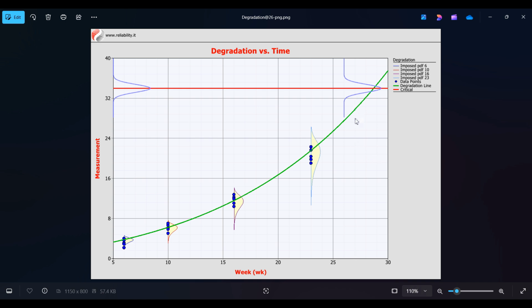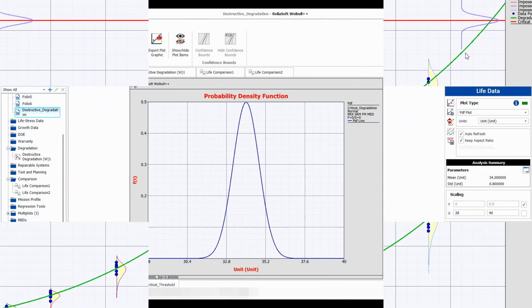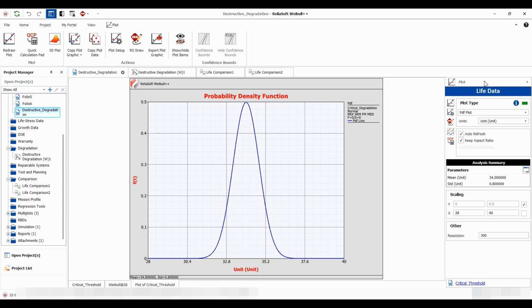So in other words, we'll be looking at the overlapping between this normal distribution and the projection of the Weibull distribution at 26. So the first thing we do is to construct a variable threshold. So that replaces the threshold at 34. So we have here a normal distribution with a mean of 34, so it's centered around 34, and a standard deviation of 0.8. And that is done simply by creating an empty folio and forcing this distribution.